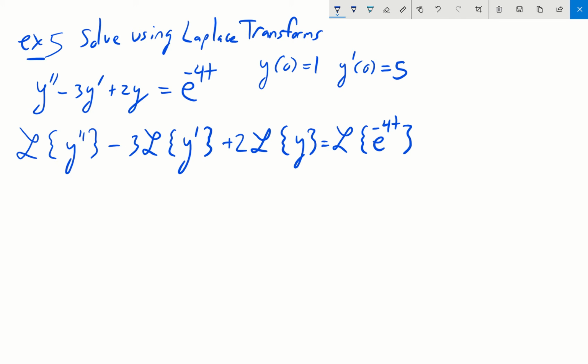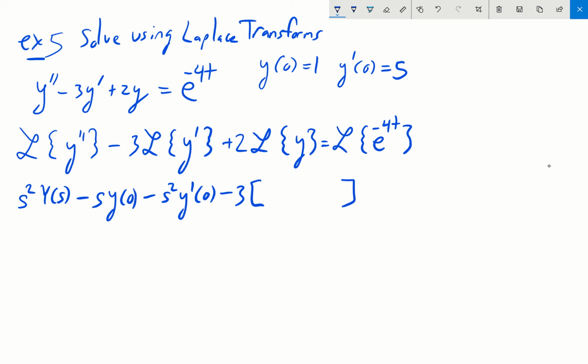Recall the Laplace transform of the second derivative. That's going to be s squared times y of s minus s times y of 0 minus y prime of 0. So that's the first part. Then this is going to be minus 3. Be careful. One of the things you have to be on the lookout for is when we expand the Laplace transform of y prime of s, that's going to give us multiple terms. Every single one of those terms needs to get multiplied by that factor negative 3.